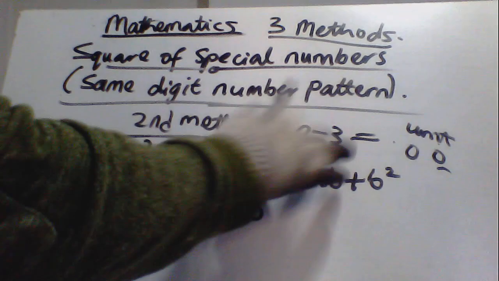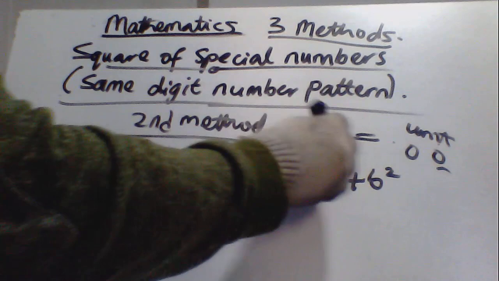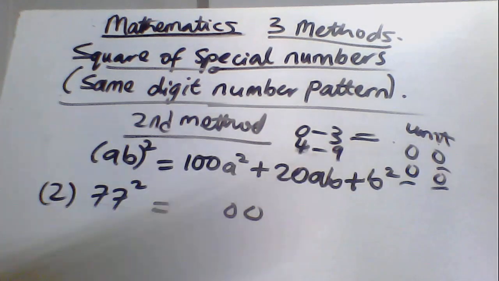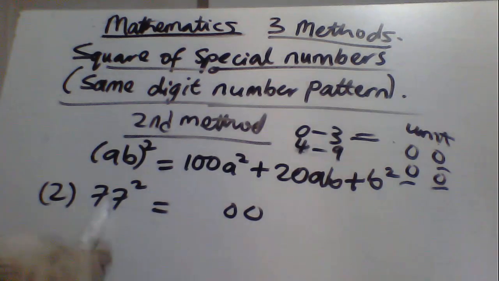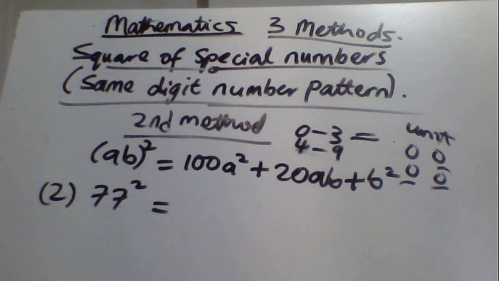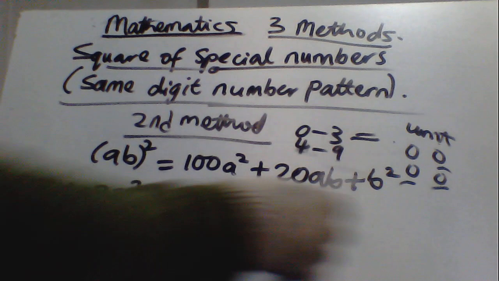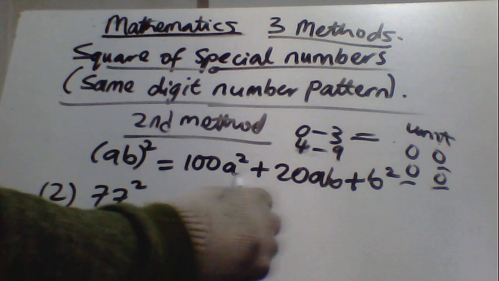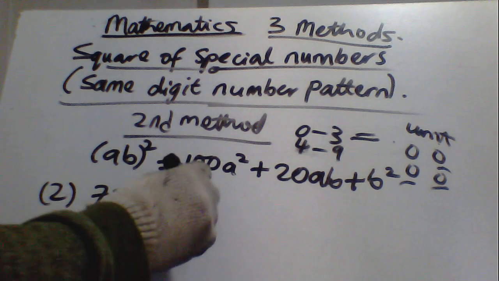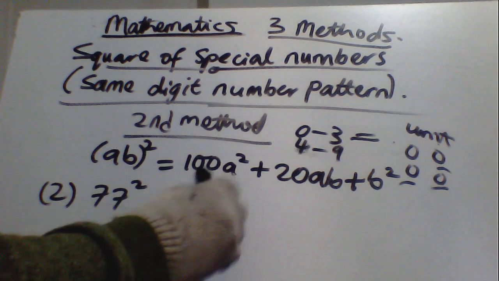Then 4 to 9 will occupy the unit and the tenth. So this is 7. The secret here is to square the first one, square the second one, as we have seen. If you square this, it gives us 4,900. If you square the second one immediately, it gives us 49. You can add them together. That will give us 4,949.